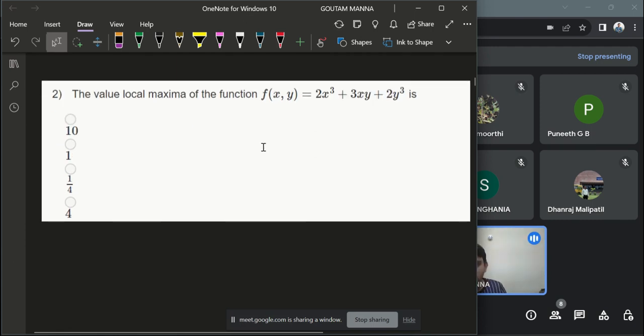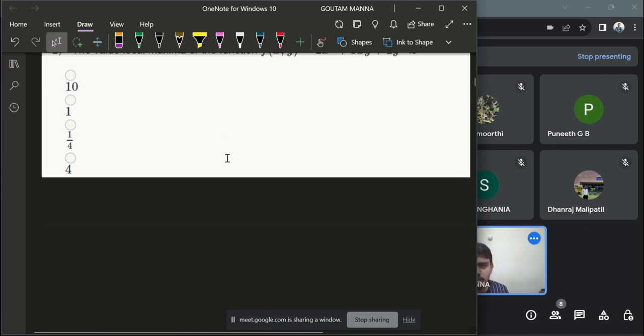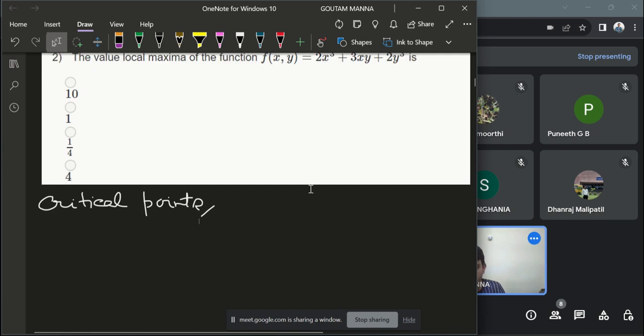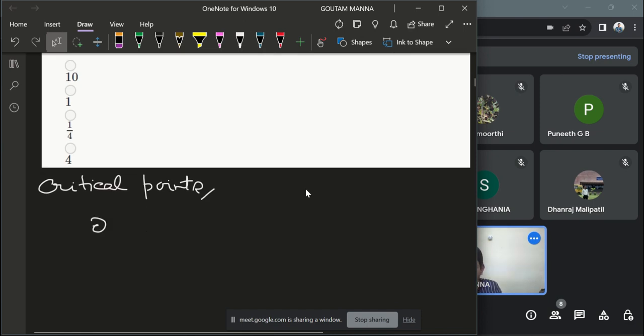So now the second problem. Okay, in this problem we are asked to find the value of the local maxima of this function. So we will solve it similarly. First we will find the critical points. The critical points: we will solve del f del x equals to 0.